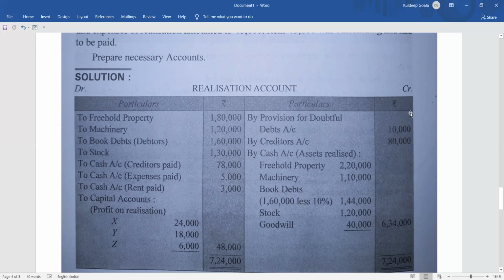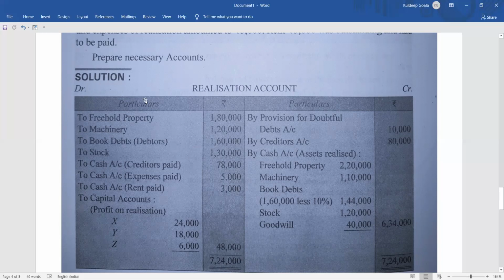Whatever thing appears in the other accounts in the credit side related to cash will go in the debit side of the cash, and anything in the debit side of the realization account, loan account, or partners' capital account will go in the credit side. Crossing happens: debit goes to credit, credit goes to debit. That is nothing but the concept of journal entry on the basis of which it works.